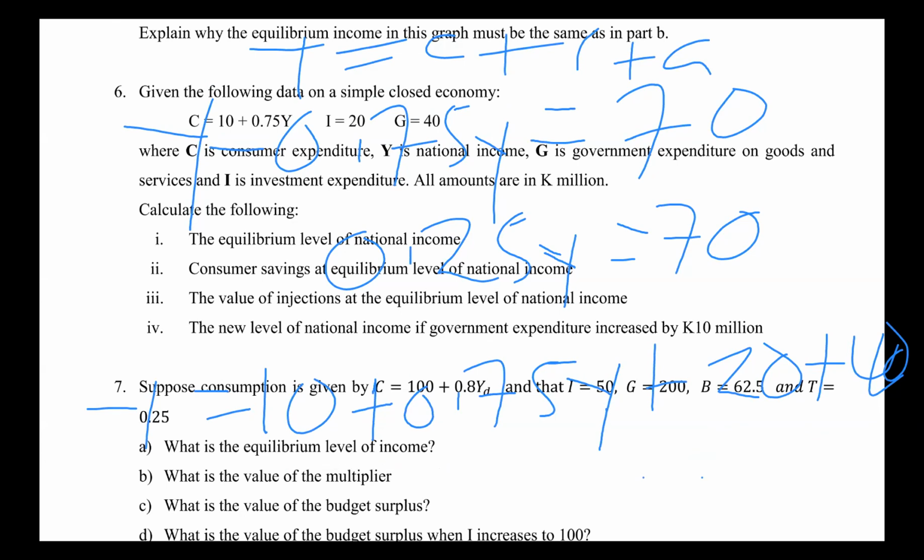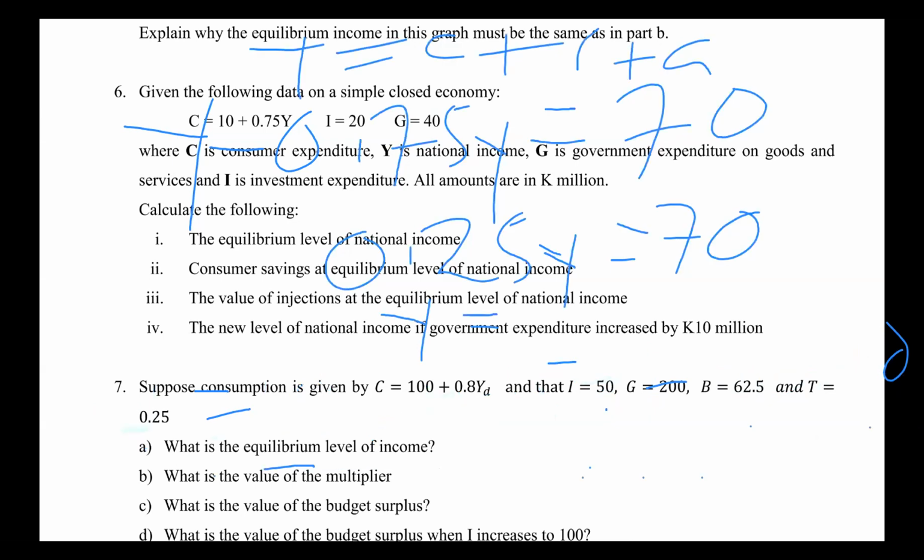Then when you do that, we collect like terms together. What has Y goes to the other side of the equation. We have Y minus 0.75Y is equal to 70. We add 10 plus 60, 20 plus 40, obviously that is 70. So what is 70 divided by 0.25? It's 280. Okay, so our Y is 280. Yes, it is this straightforward. You don't need to suffer very much.